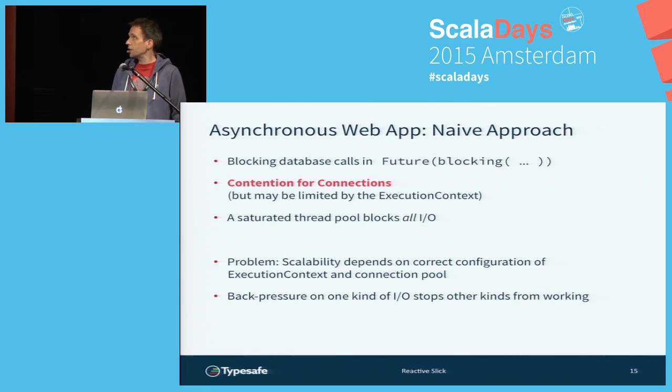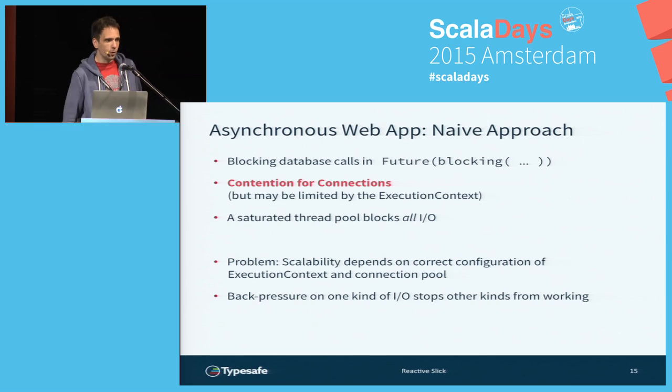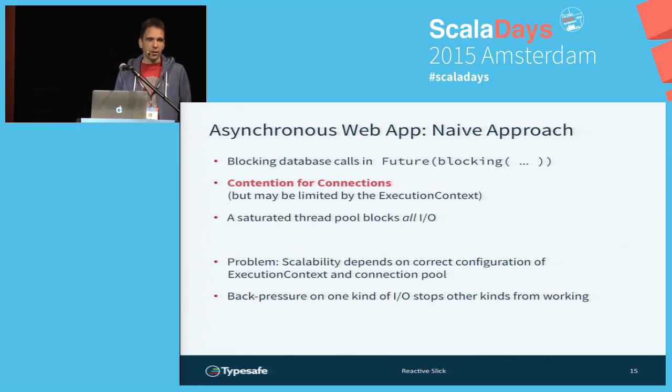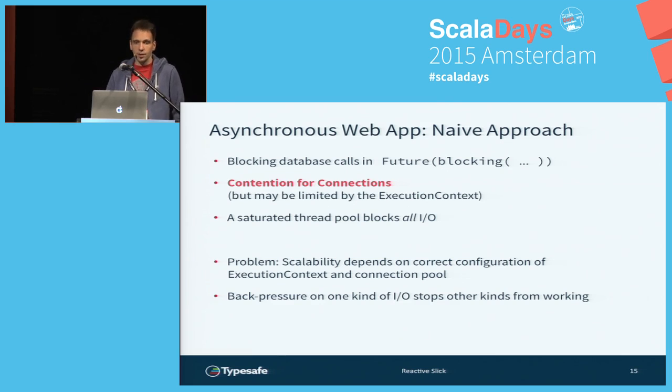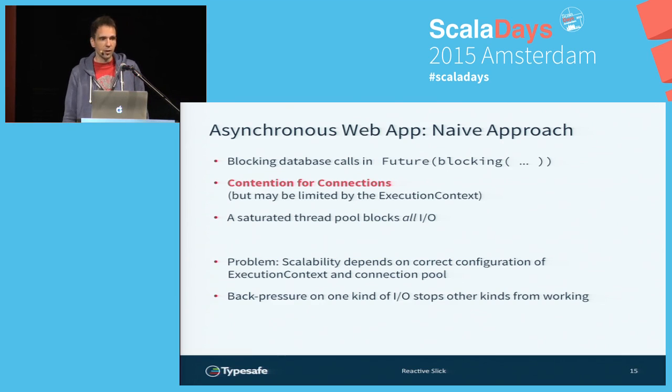One slight advantage is that you can configure this thread pool to have a limited size. As far as I know, it's not the default in Play 2.3, but you can configure it that way. And then you can at least fail more gracefully. But still, you have one thread pool for all of your I/O. So if you have multiple databases, you overload one database and your whole application again goes down, because all the other I/O cannot run either. So it's not ideal.